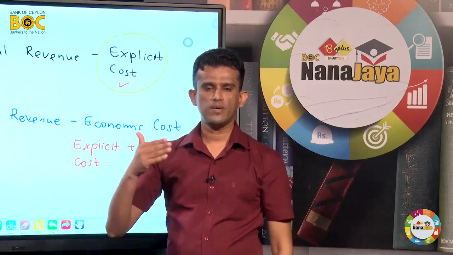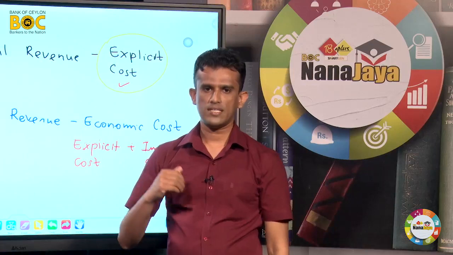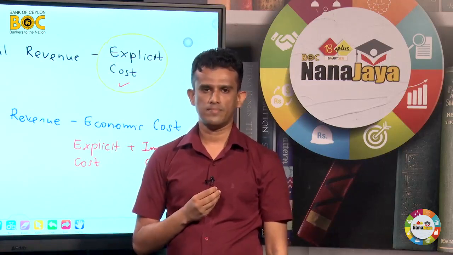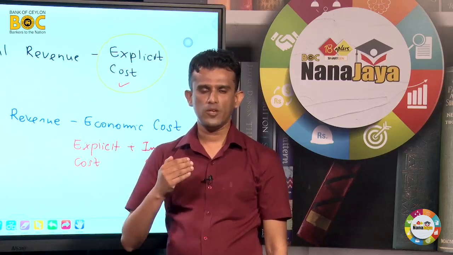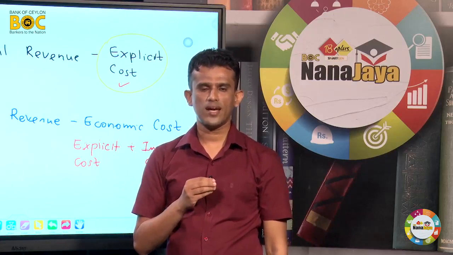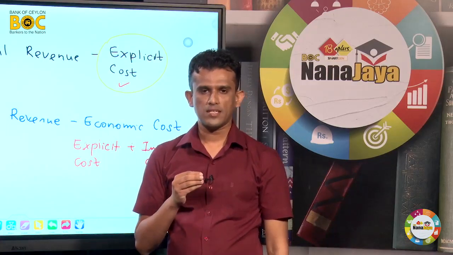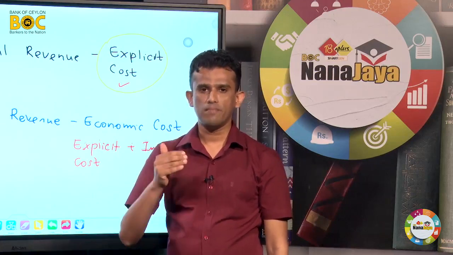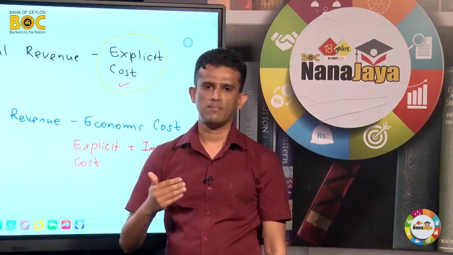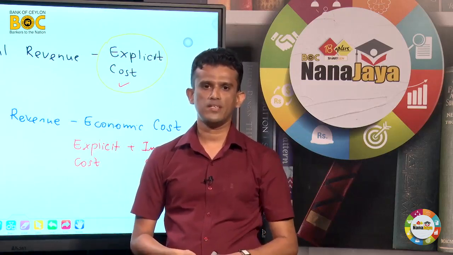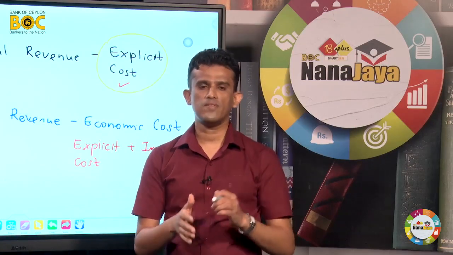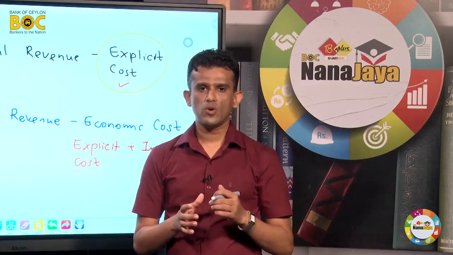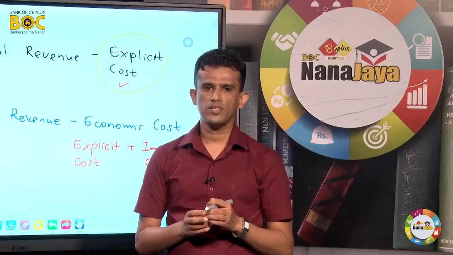The owner of the organization may be working for his own organization. As a result, he loses the opportunity of working for some other organization and earning a salary income. At the same time, the owner may be investing his own financial capital in this production activity. As a result, he loses the opportunity of investing this money in some other organization, maybe in a fixed deposit or buying shares of a company, some kind of investment, and he could have generated some investment income from that. All these will be foregone as a result of using the owner's own resources in this production activity.